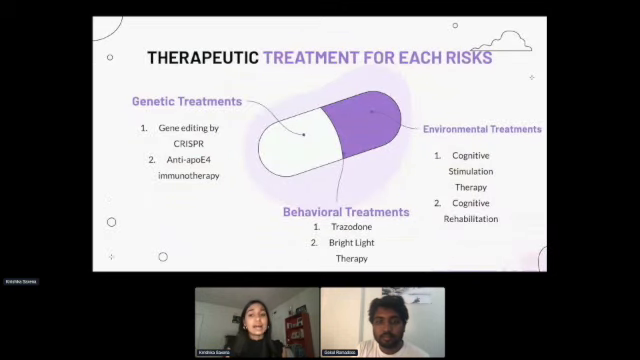So three categories of these treatments. So I included two. Sorry, this is the last slide. So the two treatments for genetic risk are gene editing by CRISPR and anti-ApoE for immunotherapy. Two treatments for lack of sleep are trazodone and bright light therapy, and two treatments for lack of education are cognitive stimulation therapy and cognitive rehabilitation.